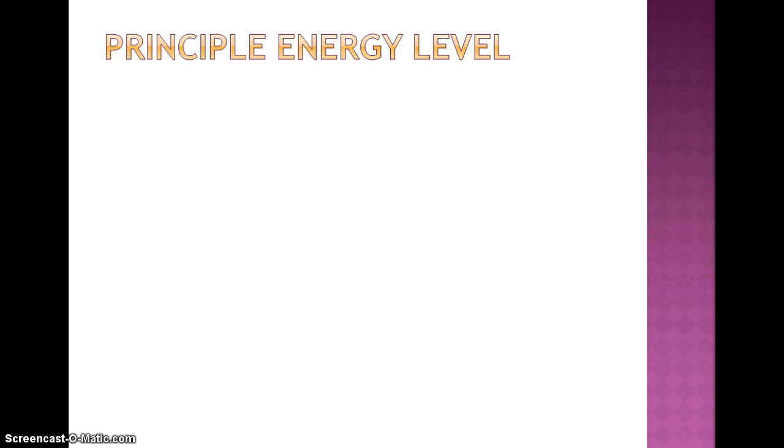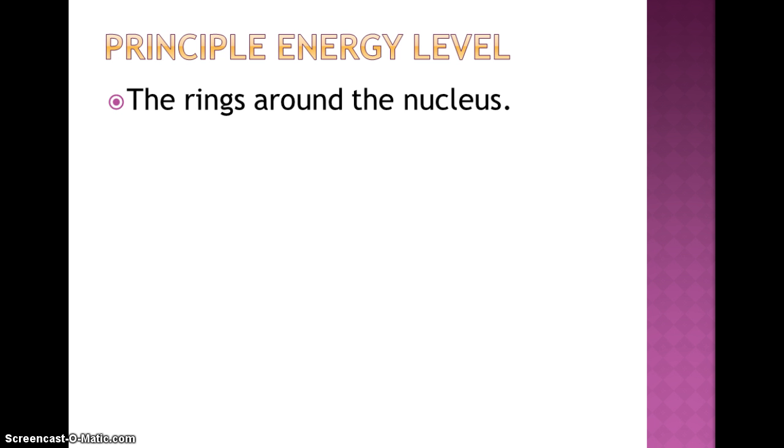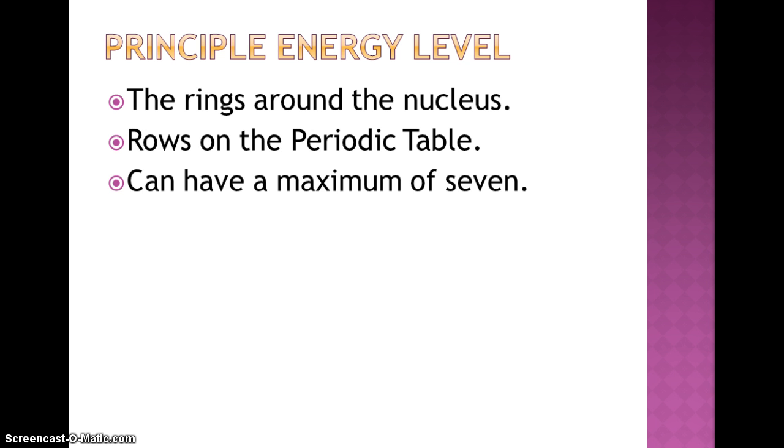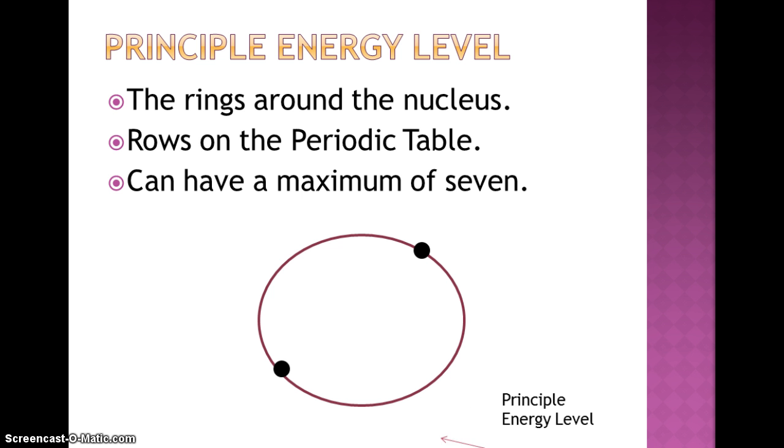Principal energy level: the rings around the nucleus. Or you can think of it as the rows on the periodic table. If you look, there are 7 rows on the periodic table, so you can have a maximum of 7 rings, or 7 principal energy levels. And again, the principal energy level is just the ring.